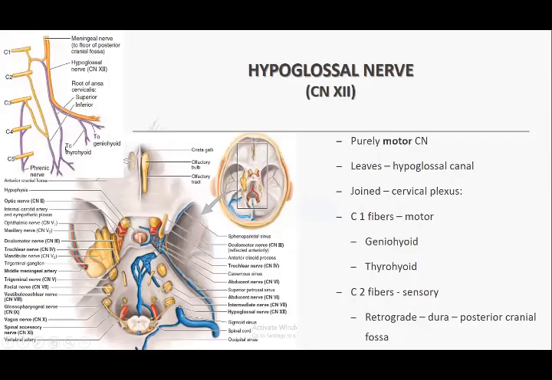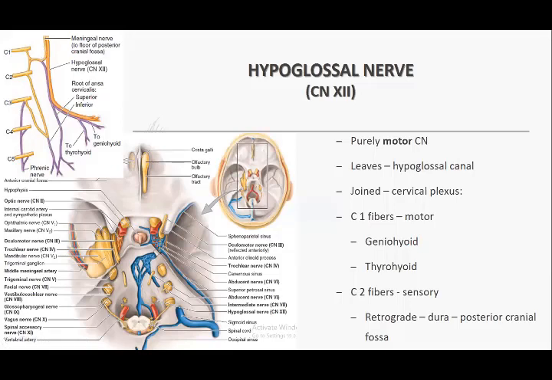Then you have these fibers of C2. These C2 fibers include both motor and sensory. The sensory fibers of C2 are recurrent fibers. They ascend, pass through this hypoglossal canal and enter the skull. So from outside, the C2 fibers go into the skull.